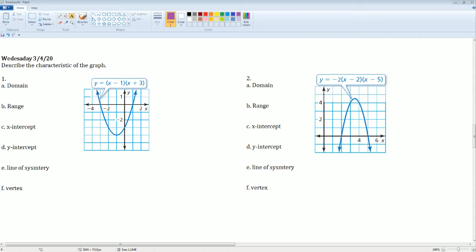Welcome. This is the IM2 homework solution for week 31. Here I have Wednesday, March the 4th.